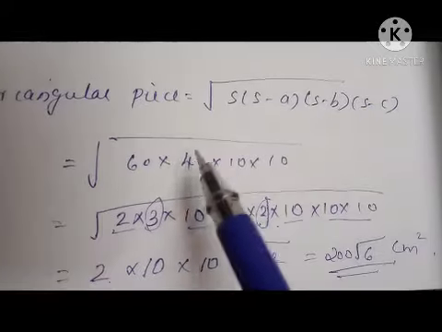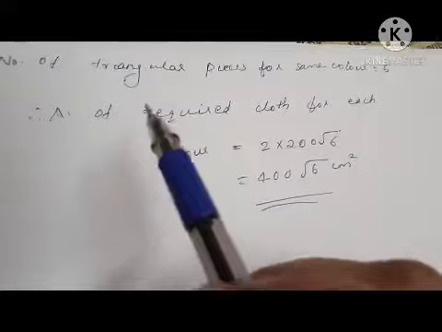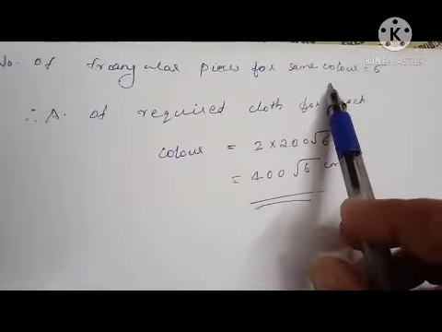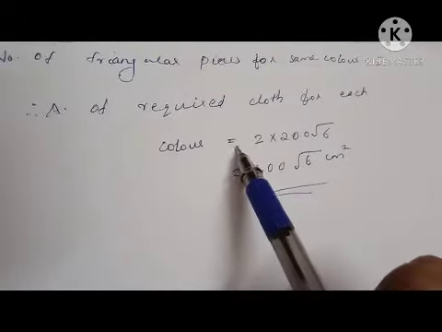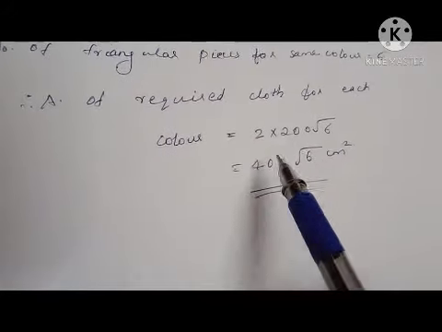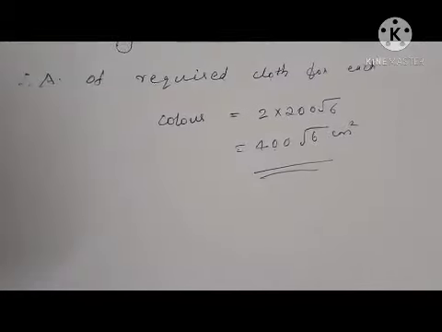Like this, 5 pieces in one color, 5 pieces in another color. Number of triangular pieces for the same color is 5. Therefore, area of required cloth for each color is equal to 5 into 200 root 6, equal to 1000 root 6 centimeter square.